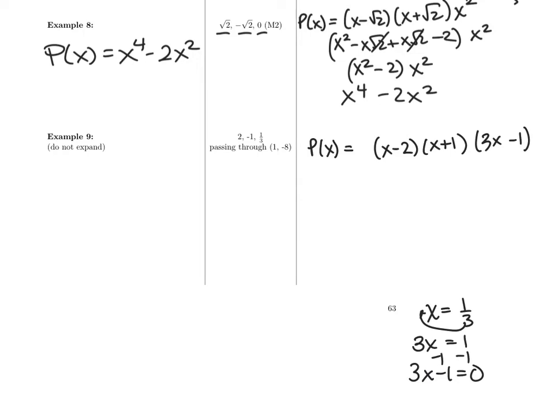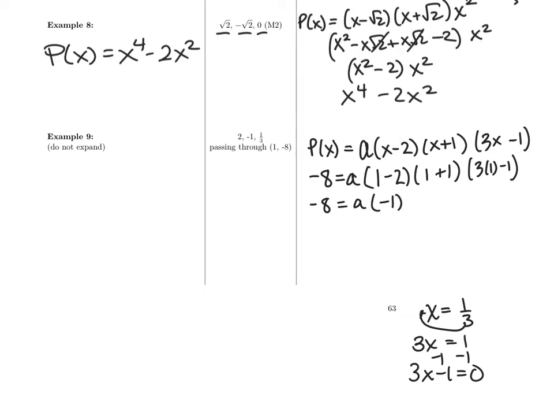Now it does say that it passes through the point of 1, -8. So we don't know what our a value is. So what we need to do is plug in the -8 for the y. We don't know what a is, but we know that 1 is x. So plug 1 in for those x values. And then we're going to simplify. -1.